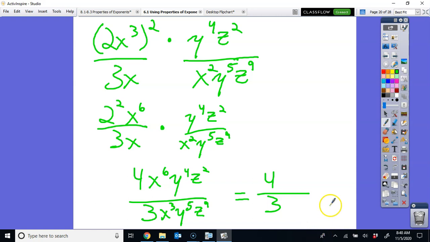But now I have exponents on like bases. X to the 6th divided by x to the 3rd. When you divide like bases, you subtract the exponents. So what's 6 minus 3? That would be x to the 3rd. Then you have y to the 4th divided by y to the 5th. Notice the bigger one is on the bottom. So 5 minus 4 is 1, but I'm going to leave it on the bottom. Then z to the 2nd divided by z to the 9th. 9 minus 2 is 7. Z to the 7th on the bottom.